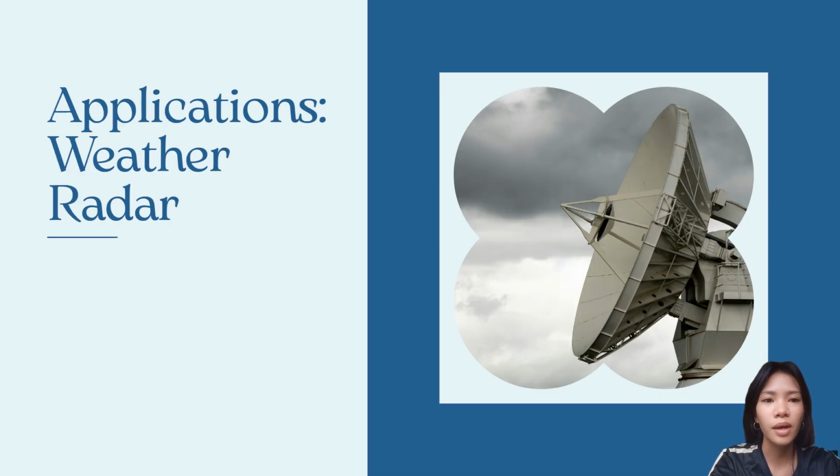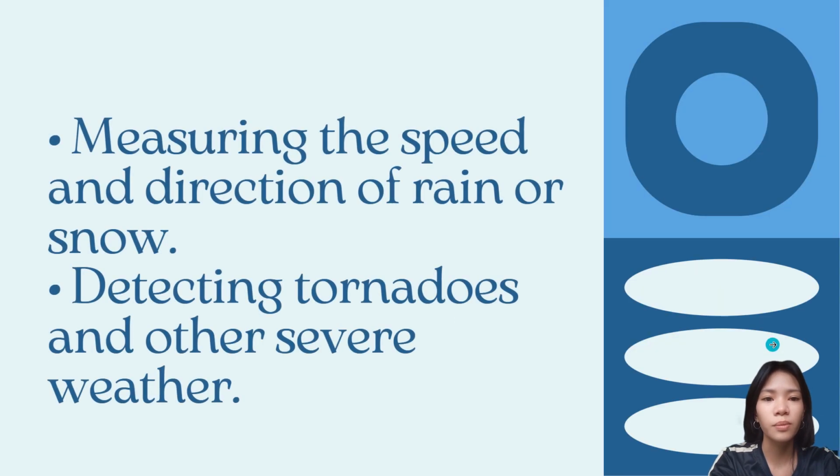Next is applications in weather radar. The Doppler effect is also used in weather radars. These systems send out microwaves which bounce back from raindrops. If the raindrops are moving, the frequency shifts, and that tells meteorologists the speed and direction of the storm. This technology even helps detect tornadoes before they form.